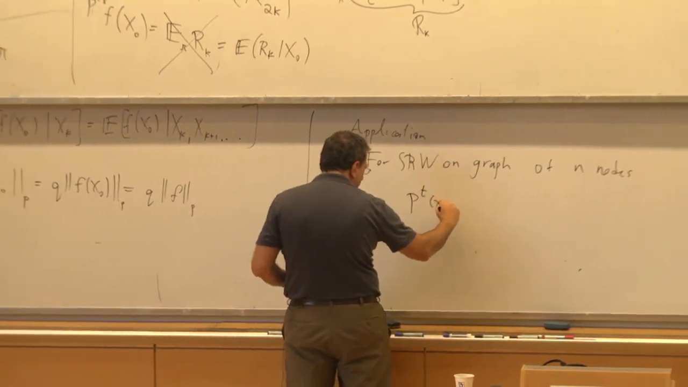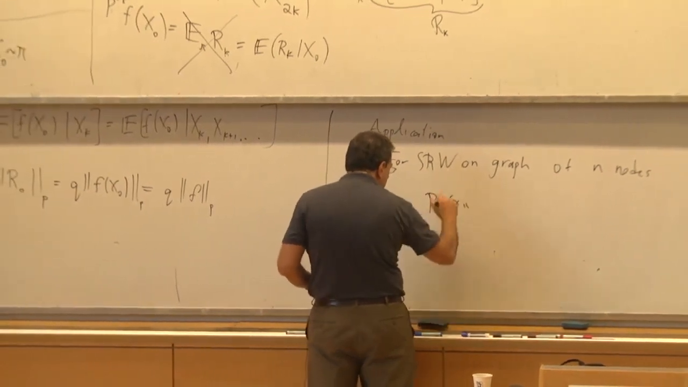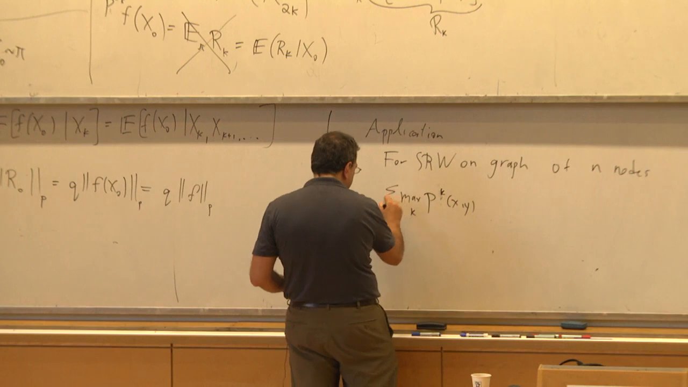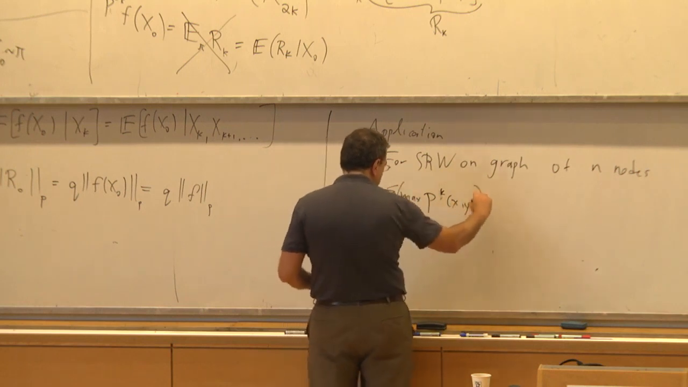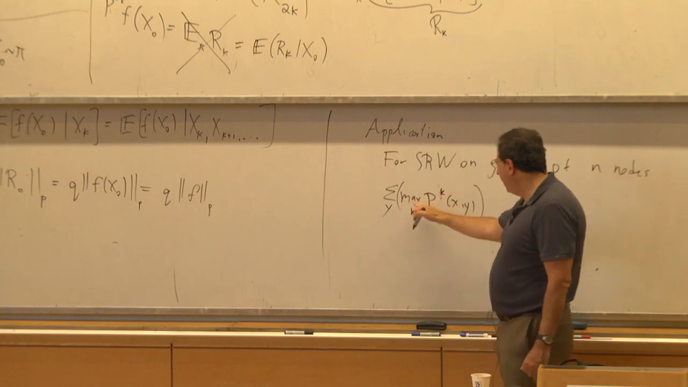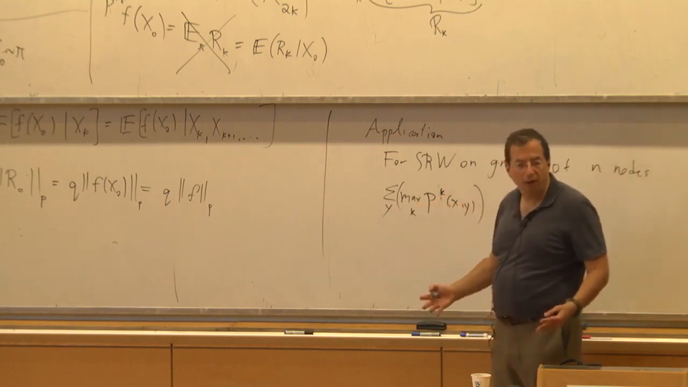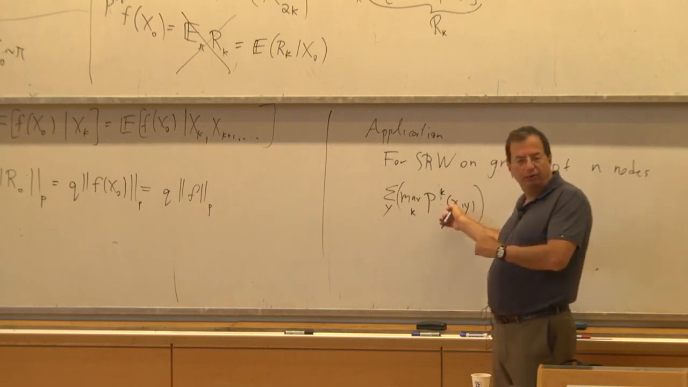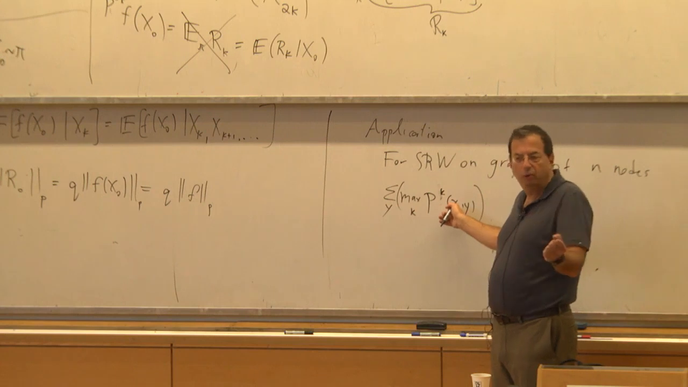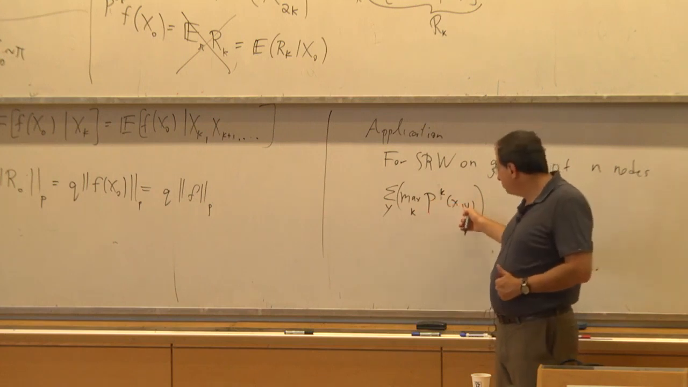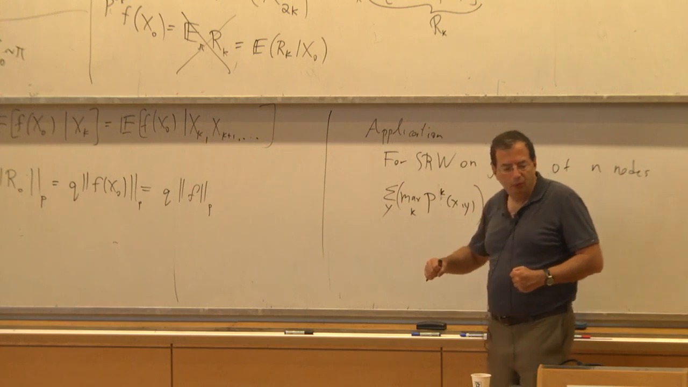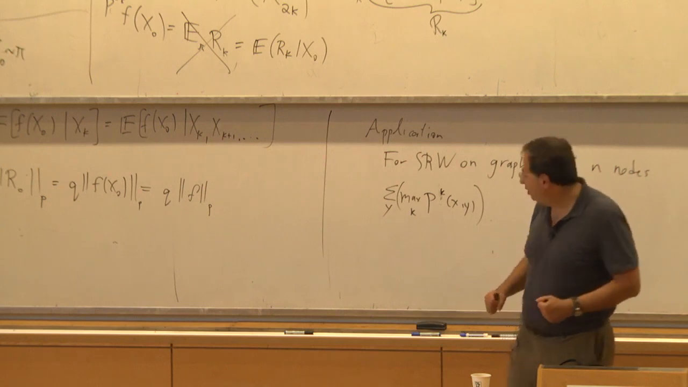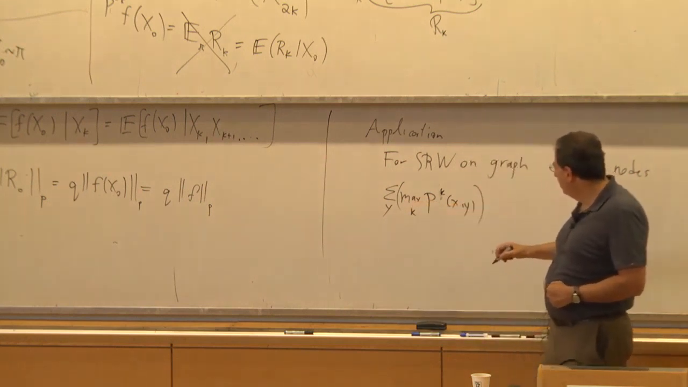I'm taking max over k of p_k(x,y) and summing over y. If I fix a k and sum p_k(x,y), I just get 1. But suppose I fix x, the starting point, and sum over all the points y in the state space, and for each y I ask: what is the maximal probability I'll be at y, maximized over time? I could take a max or a sup here, it doesn't matter.